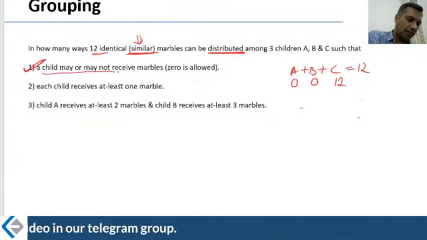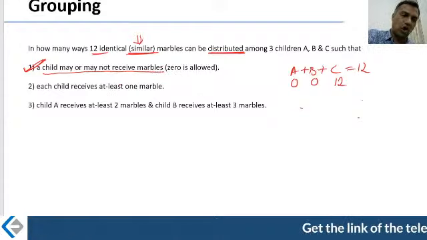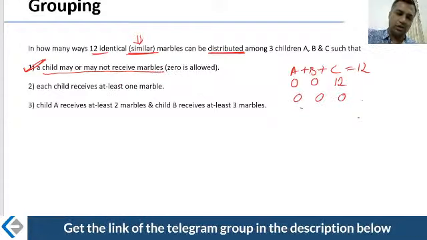A child may or may not receive a marble. It does not mean that all 3 get 0. No, then you are taking it back home, and you are not doing that. 12 should be given to the kids. But a particular child may or may not get a marble, which means 0 is an allowed number.